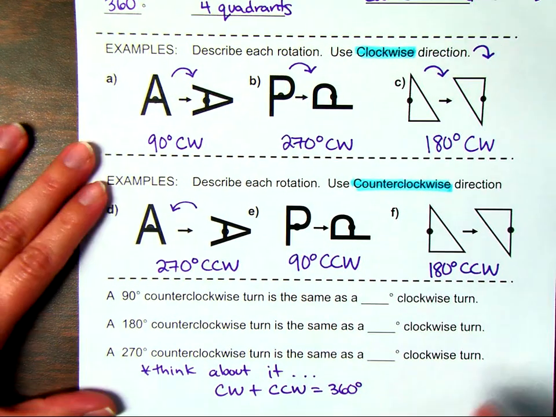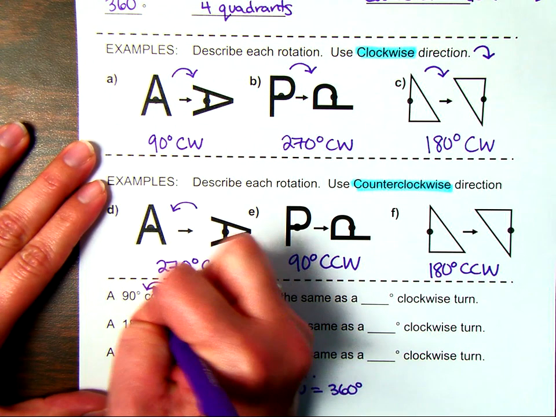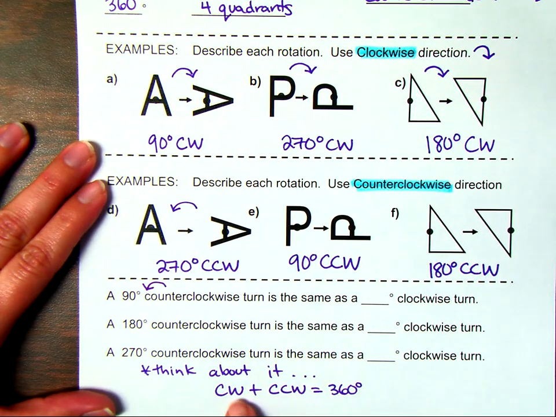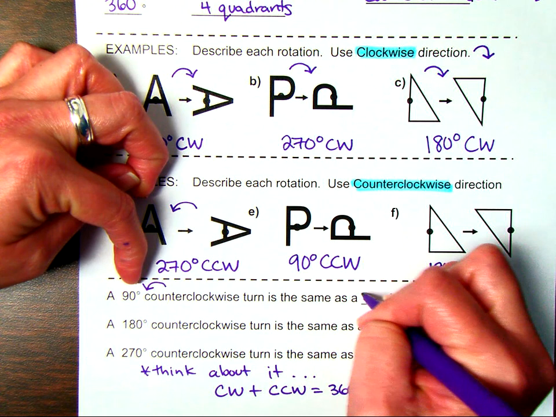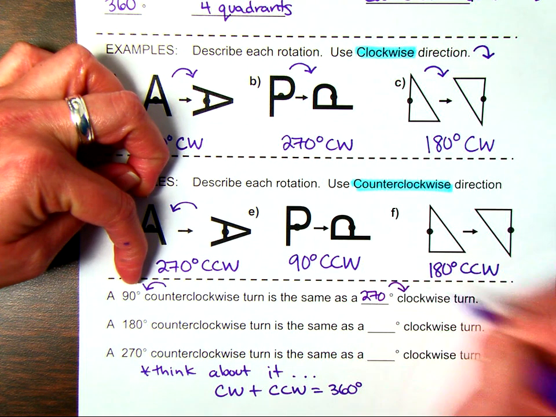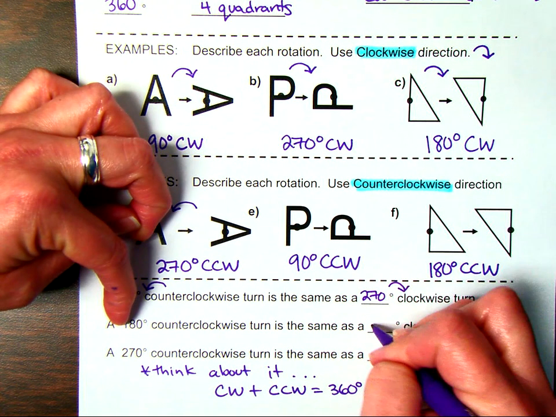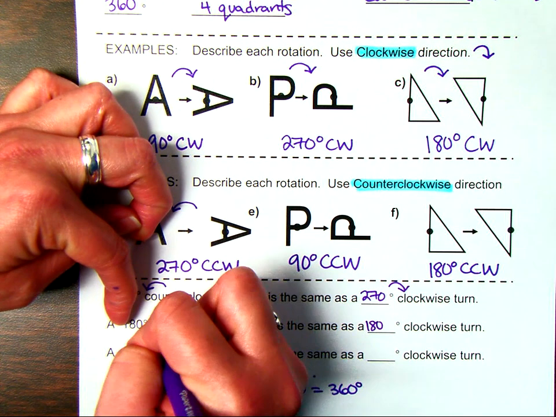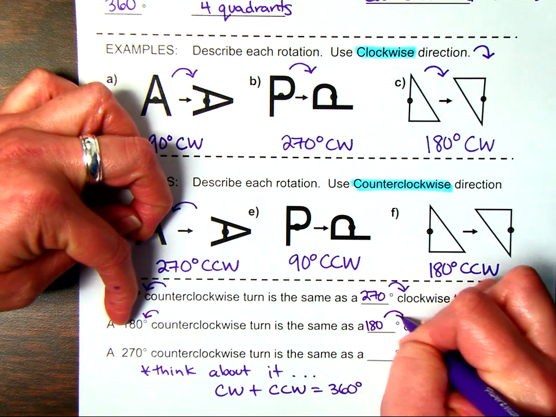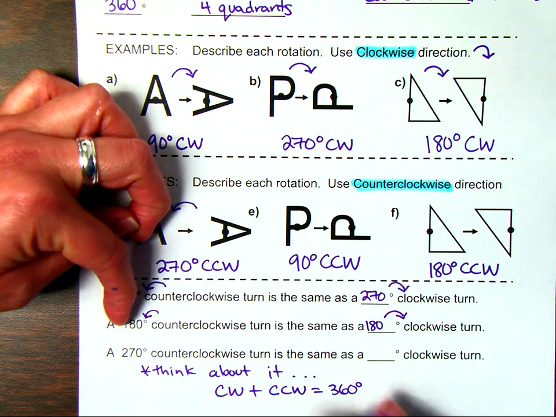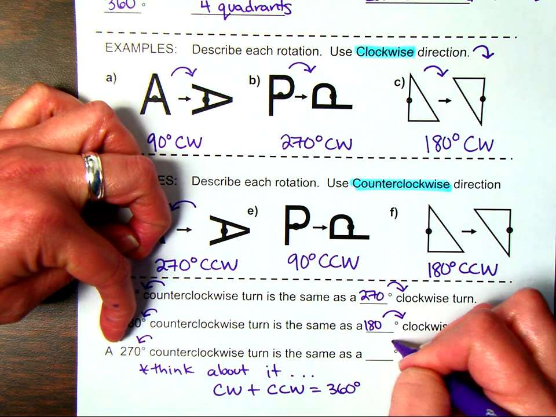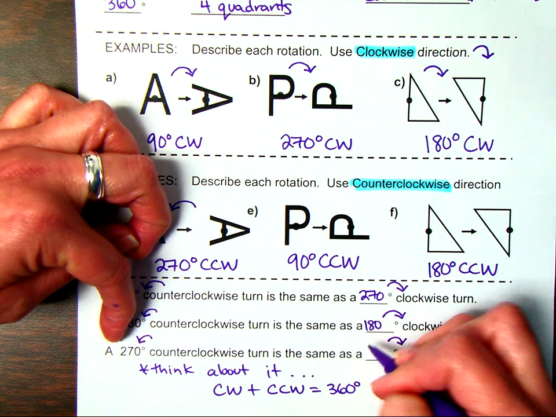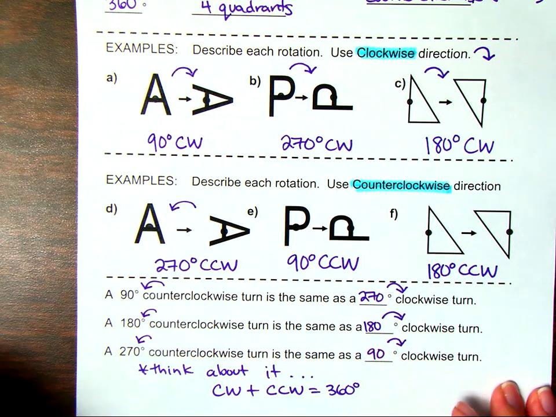So 90 degrees counterclockwise is the same as, well, 90 plus what gets you to 360 is 270. 180 plus 180 is 360. So 180 counterclockwise is the same thing as 180 clockwise. 270 degrees counterclockwise is the same as, well, 270 plus 90 is 360, so 90 degrees clockwise.